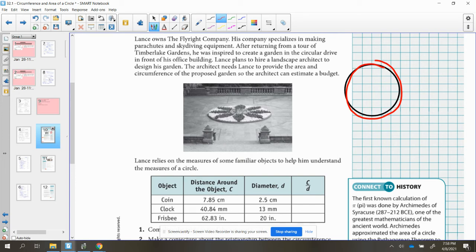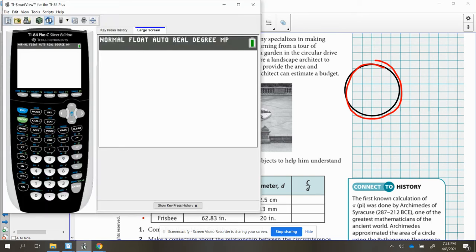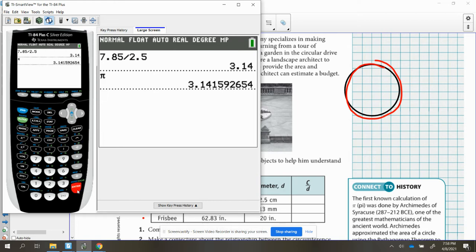So notice they have some circular objects such as a coin, a frisbee, and a clock. And we have the circumference of each of these objects in comparison to its diameter. So what I want you to do is take a moment and divide the circumference by the diameter of each of these three figures, and what do you notice occurring each time? Well, what you should have noticed is that each time, we have a ratio coming out to be about 3.14, which you may or may not know is the approximation of the mathematical number pi.